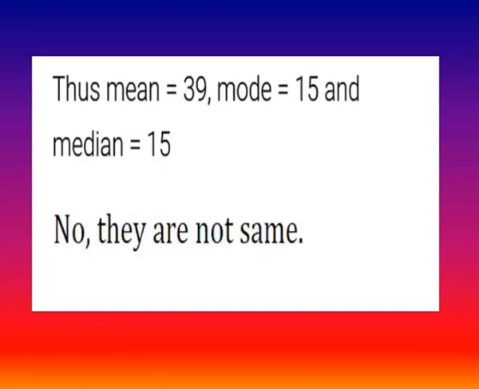And finally, we have to check whether the mean, median and mode are the same or not. Here we found the mean is equal to 39, the mode is equal to 15 and the median is equal to 15. So all three values are not the same.